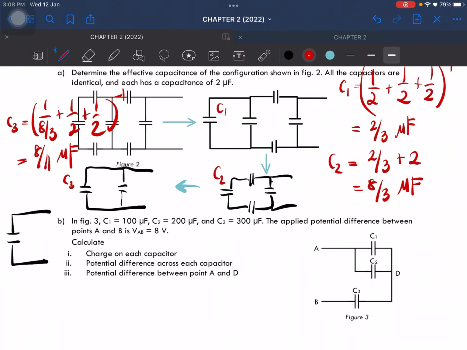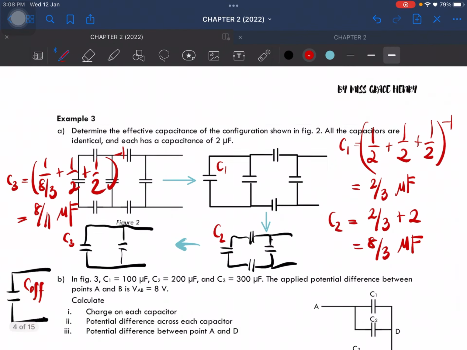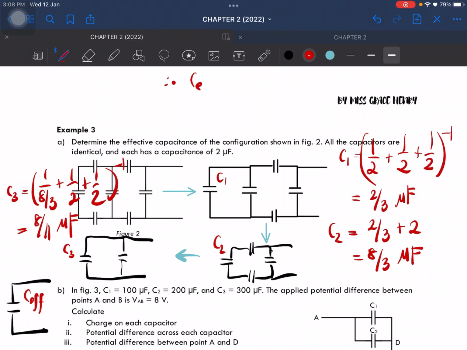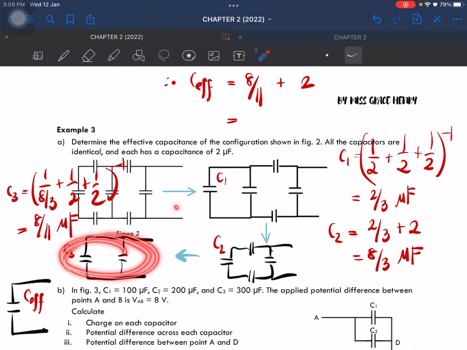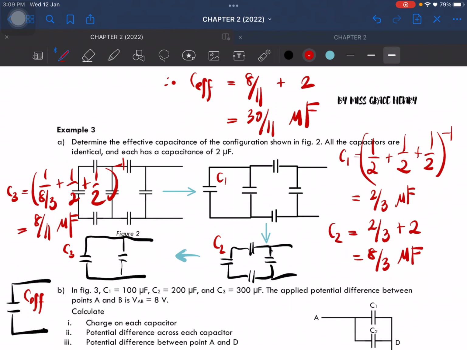Okay, so lastly, it should be left with this only. This is the effective capacitance that you are looking for. So the effective capacitance is 8 over 11 plus 2. Why do we just add like that? Because this is a parallel circuit. So you should get 30 over 11 microfarad.